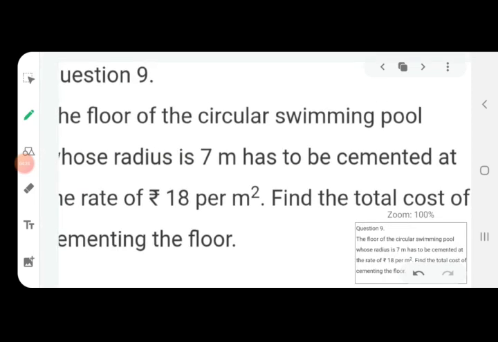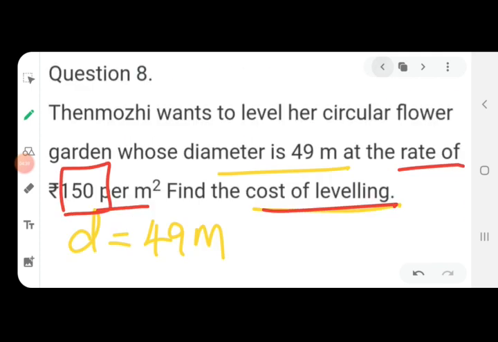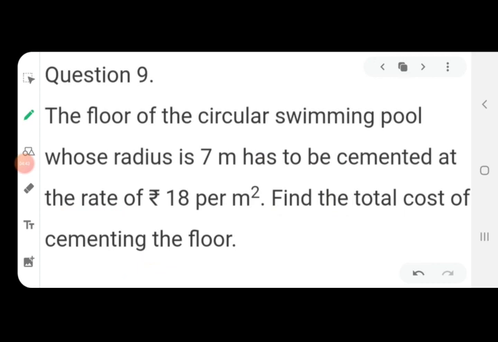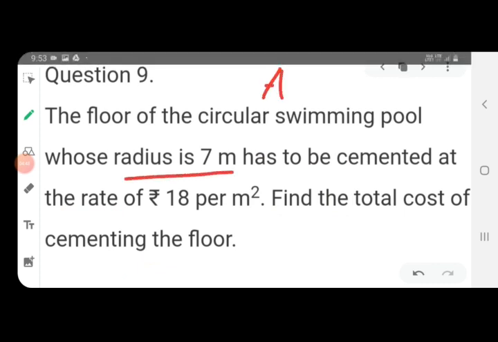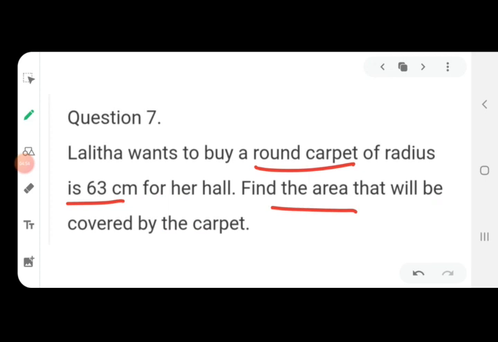Next question number 9. The floor of the circular swimming pool whose radius is 7 meter has to be cemented at the rate of rupees 18 per meter square. Find the total cost of cementing the floor. As we did question number 8, the same method you have to do question number 9. Here they have given the radius, you have to find the area. With that you have to multiply 18, you will get the total cost. Kindly do these two questions as your homework, children.